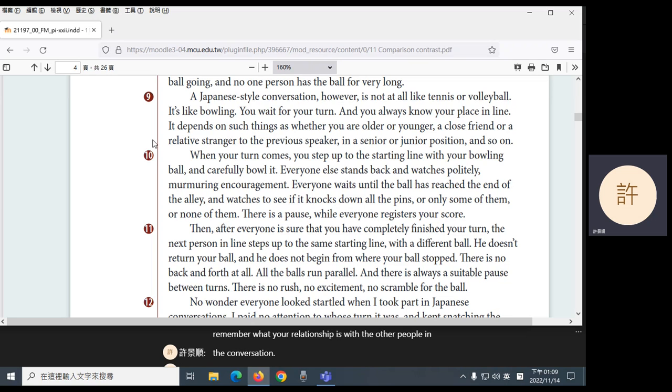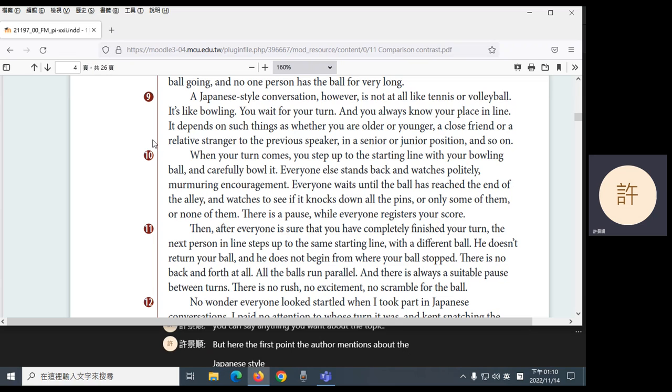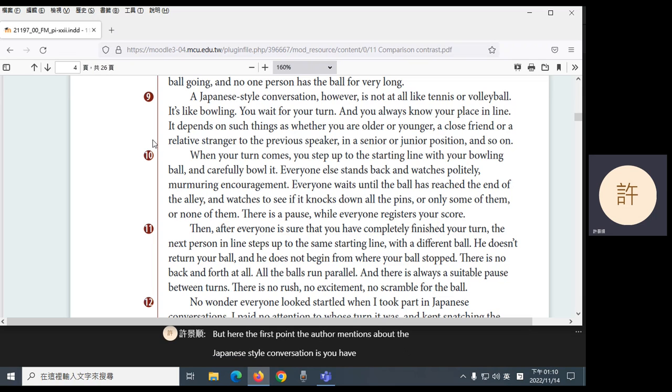Already, this is a big difference. In the Western style conversation, it said, as long as you don't attack the person, you can say anything you want about the topic. But here, the first point the author mentions about the Japanese style conversation is you have to remember the people in the conversation.